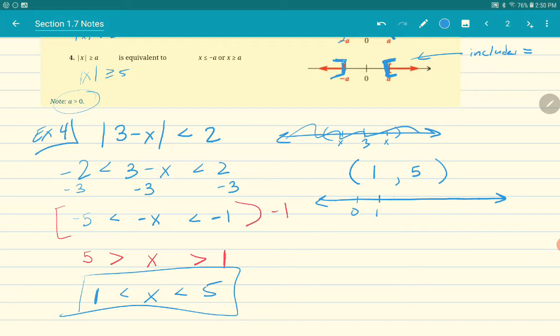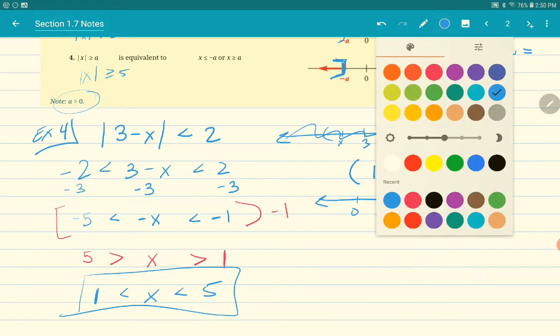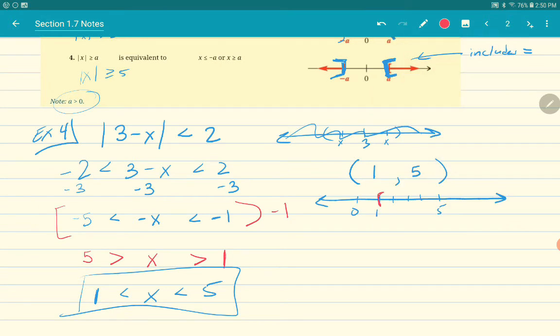1, so 0's over here, 2, 3, 4, 5. That's the interval notation showing this on the number line. So open brackets means it's not equal to 1 or 5. And it's all the space between 1 and 5. So x is anywhere between 1 and 5.